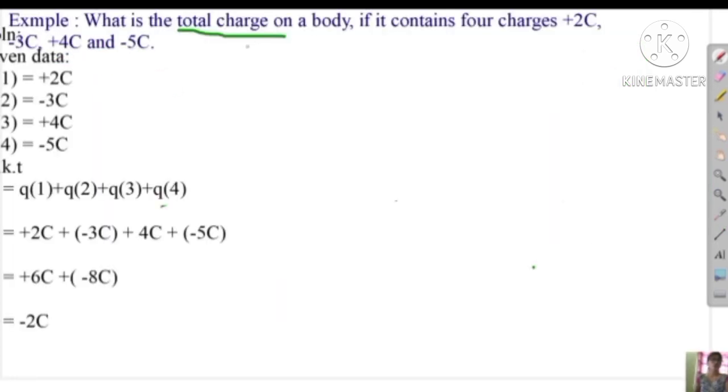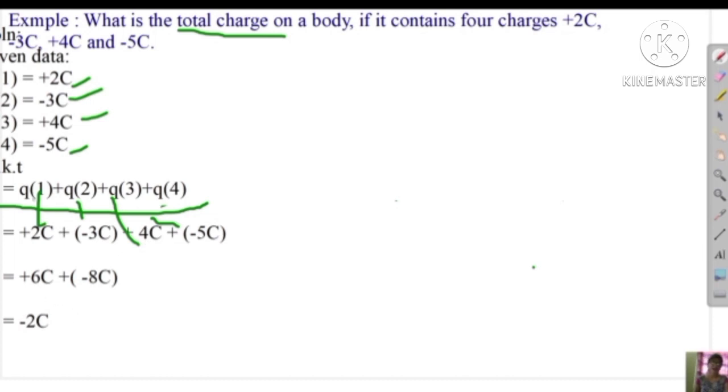Before solving the problem, let's write the given data clearly. Q1 is plus 2 coulomb. See, I have written with the signs. Q2 is minus 3 coulomb, Q3 is plus 4 coulomb and Q4 is minus 5 coulomb, each with its unit and sign. According to the formula, we know that Q is equal to Q1 plus Q2 plus Q3 plus Q4. Then what is the value of Q1? Q1 is plus 2 coulomb. Q2 is minus 3 coulomb. Q3 is plus 4 coulomb. And Q4 is minus 5 coulomb. We will use brackets so that there will be no confusion of signs.